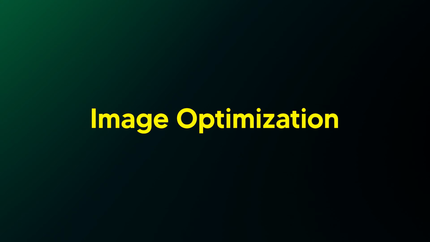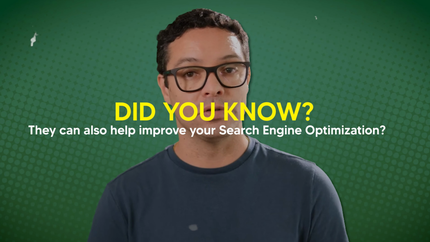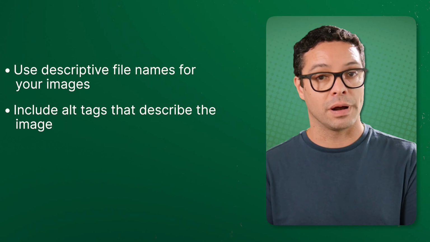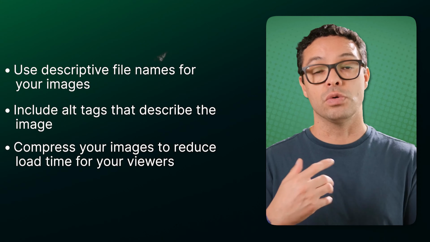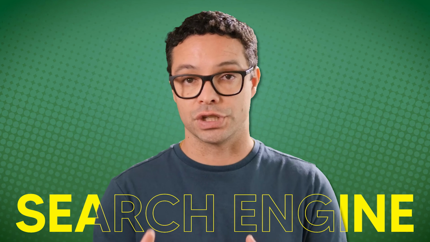Images, of course, are a crucial part of any food blog post, but did you know that they can also help to improve your search engine optimization? Make sure you use descriptive file names on your images, include alt tags as we talked about before, and you want to make sure that you compress your images to reduce the load time for your viewers. Google rewards websites that load quickly, so optimizing your images can give you a boost in search engine results.